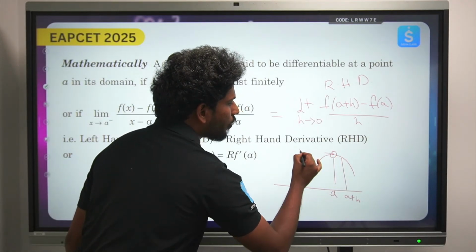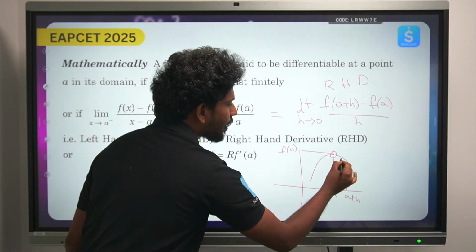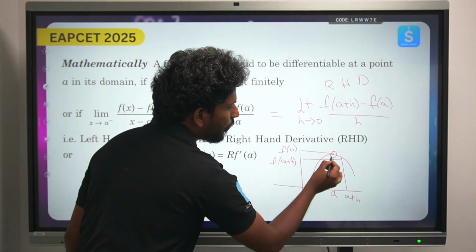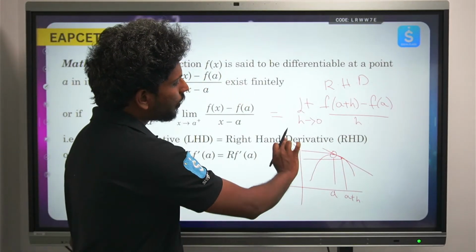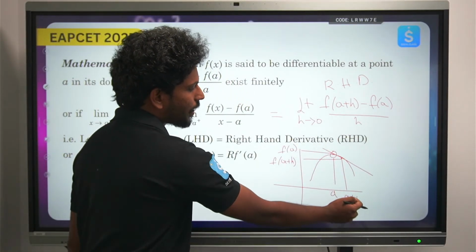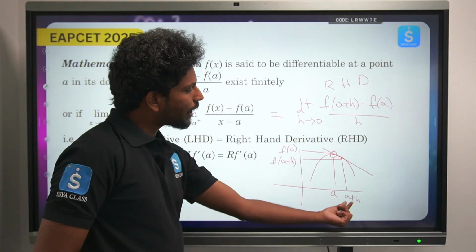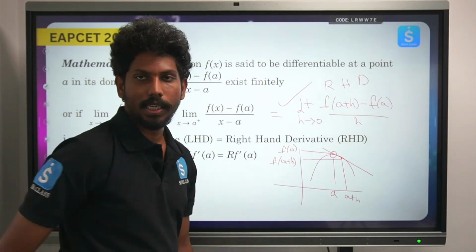Okay, so what will be this line? F of a, and what will be this point? This will be something like f of a plus h. So now how do you find the slope of this line? y2 minus y1 by x2 minus x1. So f of a plus h minus f of a by x2 minus x1, a plus h minus a. So that will be again the same thing.